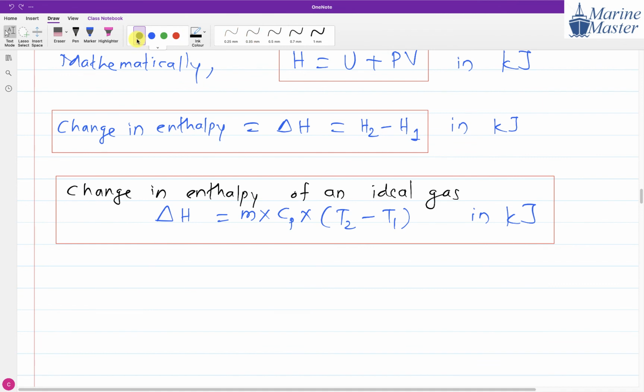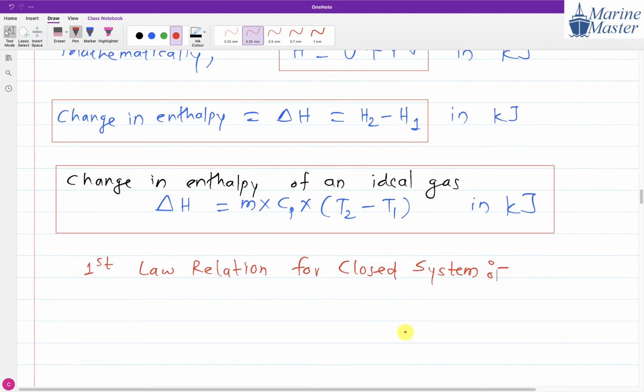Now we are going to study a new term here. First, give the next heading with red pen: first law relation for a closed system. Give this heading.